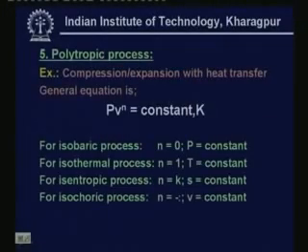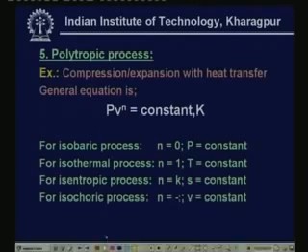Such a process is called a polytropic process, and all polytropic processes follow a general relation given by Pv^n = constant, where P is again the absolute pressure, V is the volume, and n is known as the polytropic coefficient. This n can take values anywhere between minus infinity and plus infinity. That means almost all processes fall under this polytropic process. For example, for an isobaric process P is constant. So this is an example of an isobaric process.